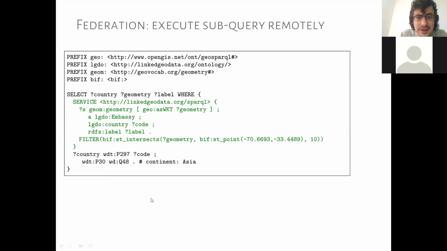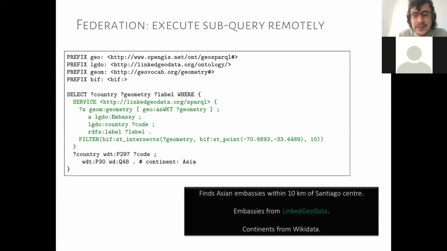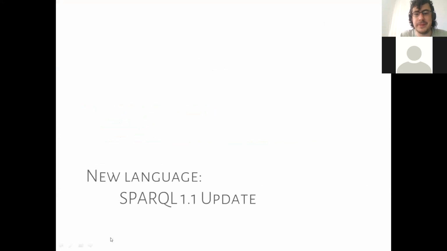We can invoke SPARQL features and SPARQL endpoints elsewhere on the web. So this finds Asian embassies within 10 kilometers of Santiago Center. The embassies are taken from Linked Geodata and the continents are taken from Wikidata. And again, we could combine multiple different services here to query, combining results from 3 or 4 different SPARQL endpoints on the web.